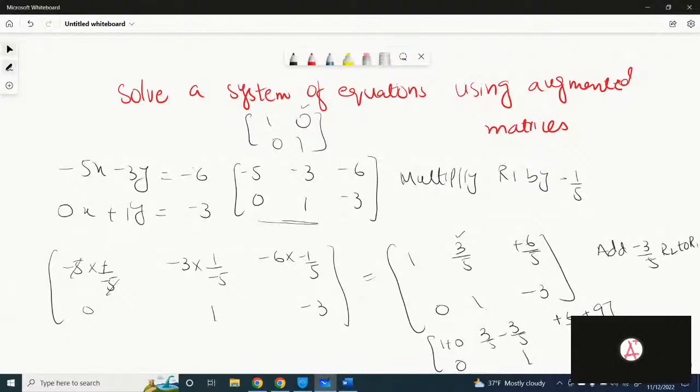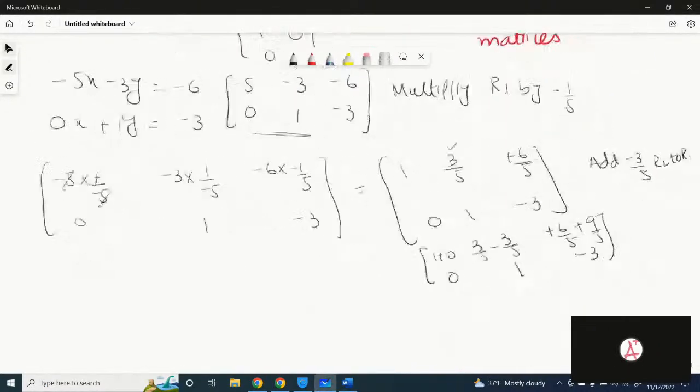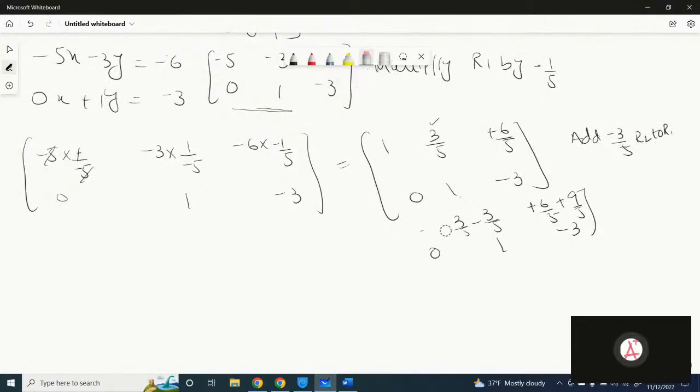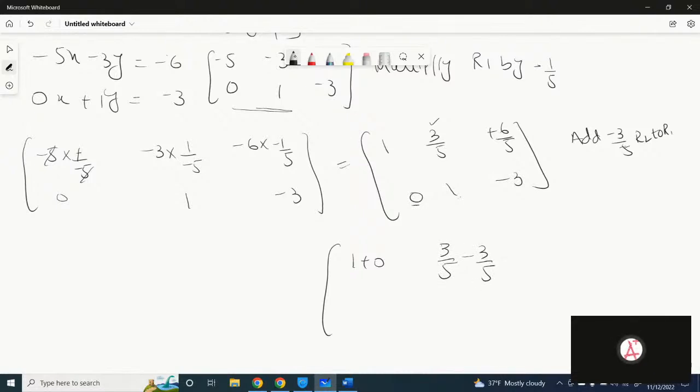Let me write down this step again. What we have to do: 1 plus 0, because when you multiply this by 3 by 5, it is already 0. You have to add 3 by 5, and 1 times negative 3 by 5 is negative 3 by 5. Then you have negative 6 by 5, and when you multiply 3 by negative 3 by 5, it would be positive 9 over 5. Then you have 0, 1 and negative 3. So it equals 1 plus 0 is 1. 3 by 5 minus 3 by 5 makes 0. 9 plus 6 makes 15 by 5, and 15 by 5 is 3. And you have 0, 1 and negative 3. That means the solution of this system is x equals 3 and y equals negative 3. Got it?